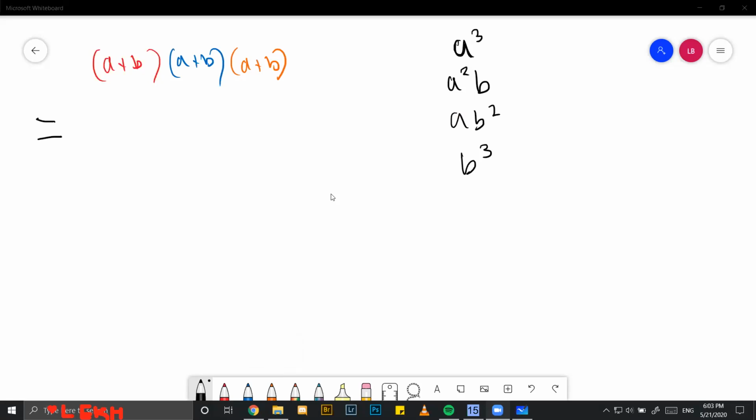So a plus b times a plus b times a plus b, and these are all the different types of things I'm going to get. So let's think about the ways I can make this first one. How many different ways can I make the a cubed?